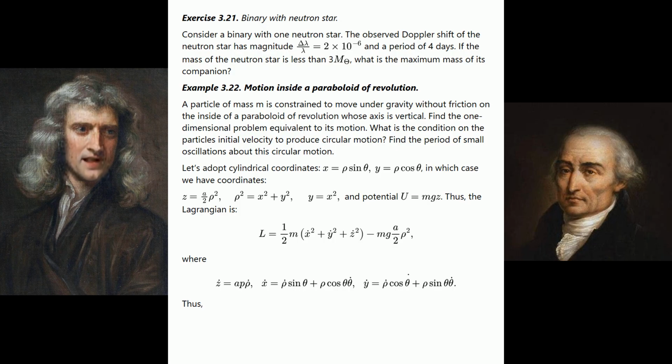Example 3.22. Motion inside a paraboloid of revolution. A particle of mass m is constrained to move under gravity without friction on the inside of a paraboloid of revolution whose axis is vertical.